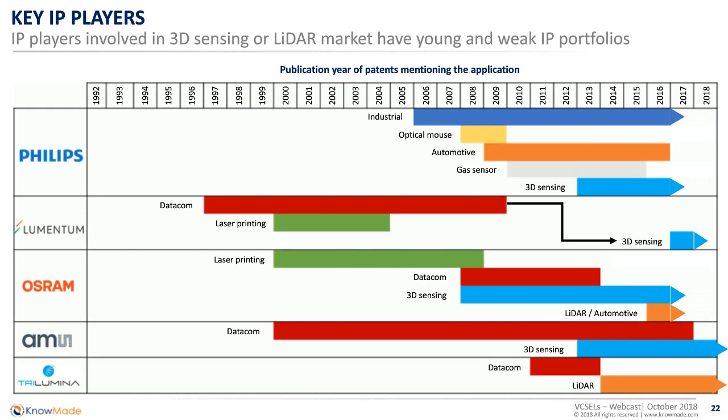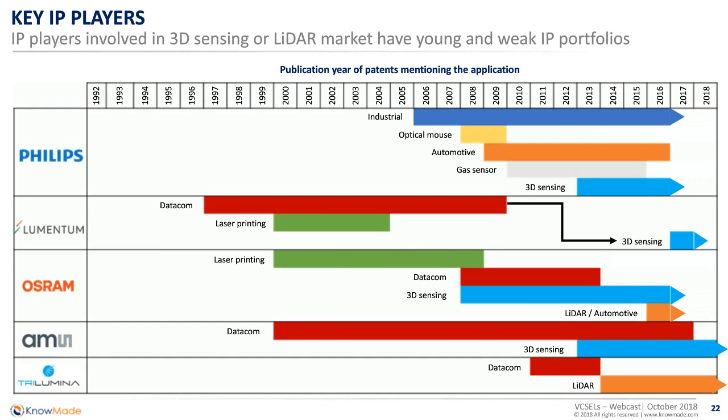But the rise of 3D sensing offers a new opportunity for these IP players to enter a new segment and to really lead this segment by providing a lot of patents and to try to really strengthen their position regarding this segment that is very promising. So these players, even if they have a young and relatively weak portfolio, are the players that are really specialized in this segment.